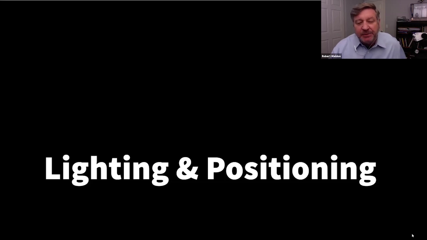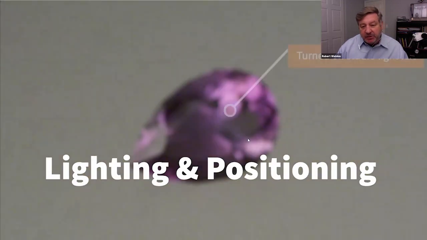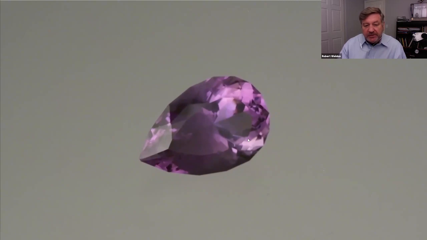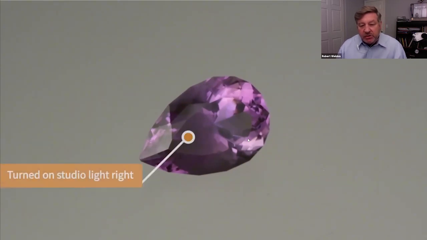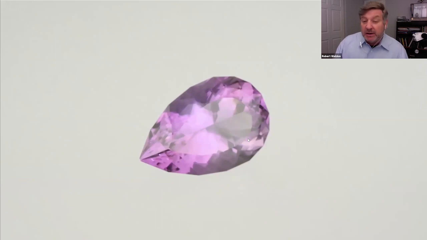Okay, let's talk about positioning the stone and lighting it a little bit. So you'll see that in this video here. Dark stage, you turn on the left light and it lights the right side of the stone. That allows you to then bring the picture into focus. Then you turn on the right light and you're more or less balancing out the color. Remember, again, to that 3-point lighting system.